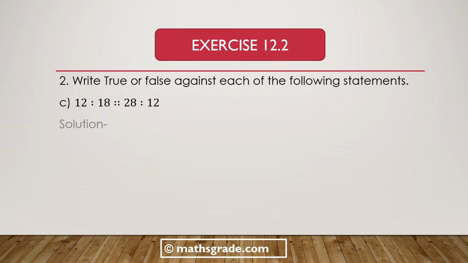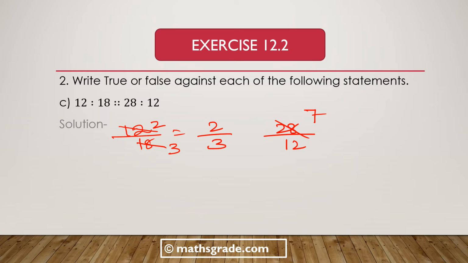Now C: 12 is to 18 is equal to 28 is to 12. 12 is to 18, between 12 and 18, 6 is the common factor. 6 twos are 12, 6 threes are 18. 2 divided by 3. And 28 divided by 12, between 28 and 12, 4 is the common factor. 4 sevens are 28, 4 threes are 12. 7 divided by 3.